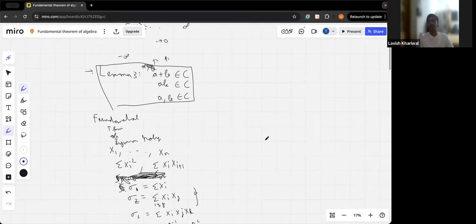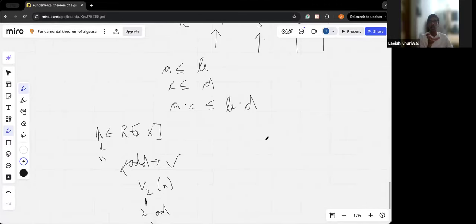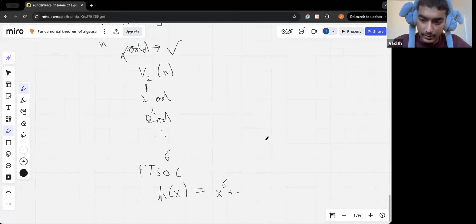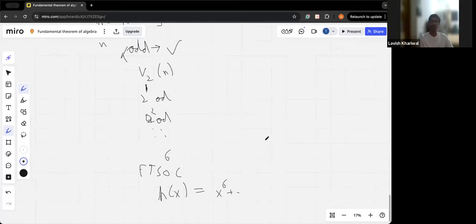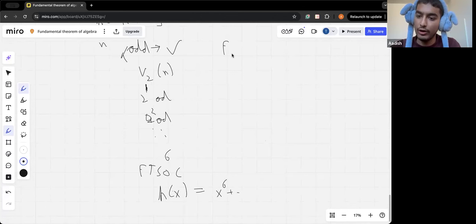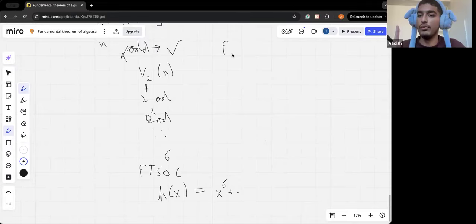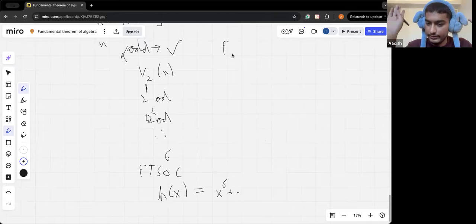But wait, if we do that, the odd degree will become something like a linear times an even. Yes. So the thing is, first I'll prove odd degree has one root, then 2 times odd has one root, then 2 squared times odd has one root, and so on. After I have proven everything has at least one root, then I'll get to everything having n roots. First, I'm just proving everything has at least one root.